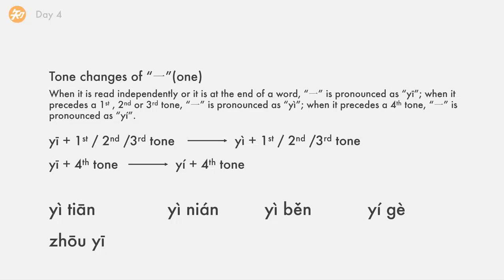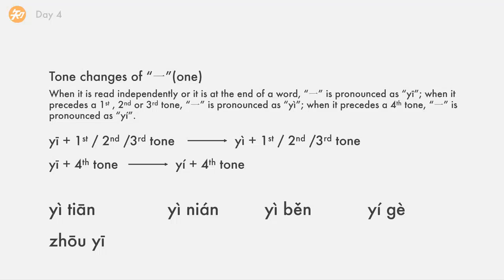Now, we are looking at the second situation, the tone changes of 一, which means 1 in English. When it is read independently or it is at the end of a word, 一 is pronounced as 一. When it precedes a first, second, and third term, 一 is pronounced as 一. When it precedes a fourth term, 一 is pronounced as 一.